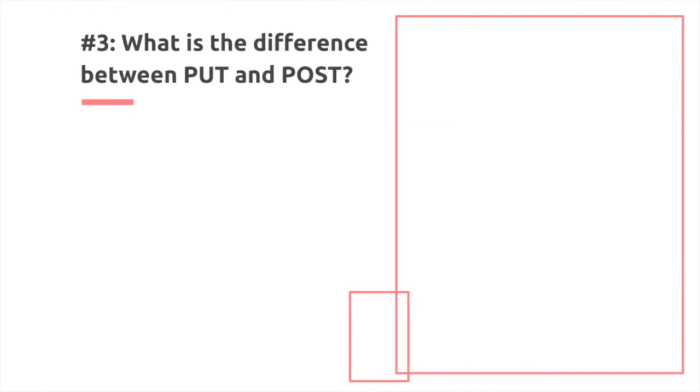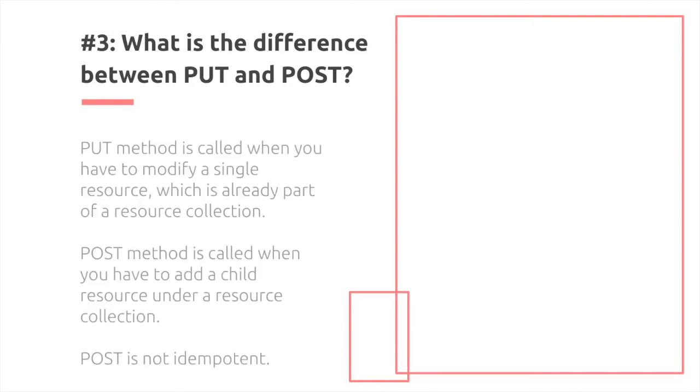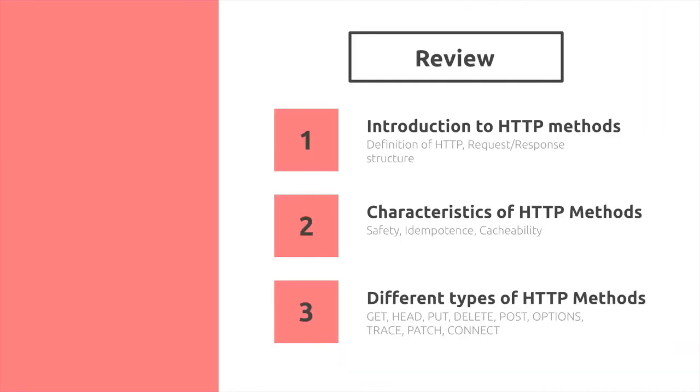And what is the difference between PUT and POST? 3, 2, 1. The difference between PUT and POST is that the PUT method is called when you have to modify a single resource, which is already part of the collection. While with POST, you actually add the child resource under a resource collection. So POST is not idempotent.